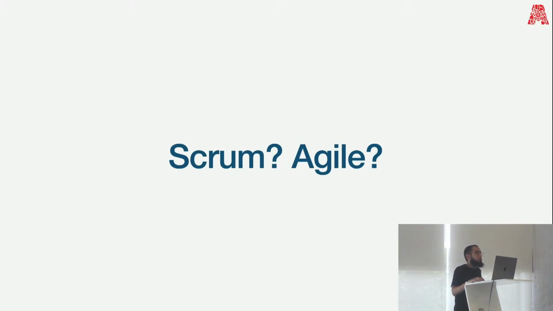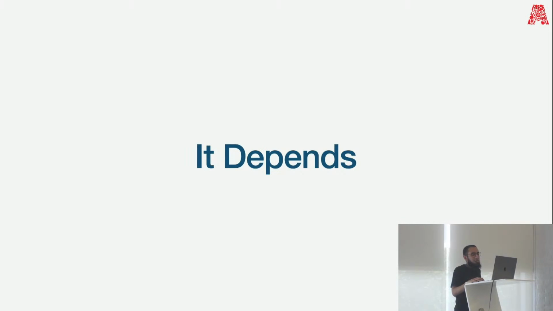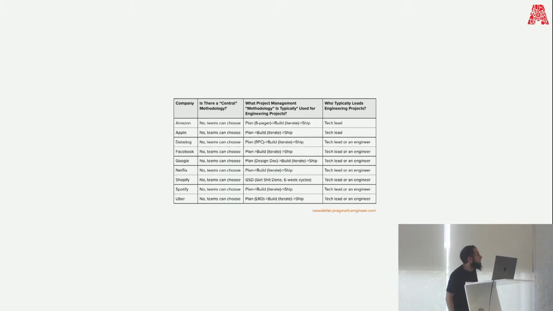So should I use Scrum? Should I use Agile? And again, the answer is it depends. But just as food for thought, I do want to share this chart, which I know is a bit difficult to read. Basically, it tells you that all these big tech companies on this list, Amazon, Apple, Facebook, Google, Netflix, Uber, Shopify, and so on, none of them actually use Agile or Scrum.